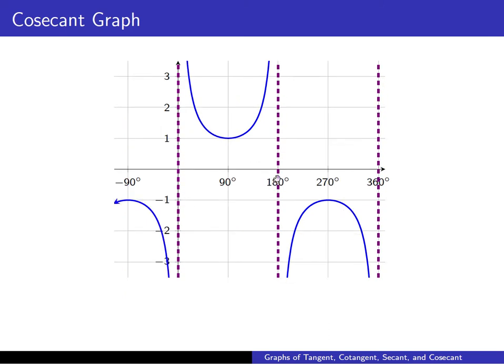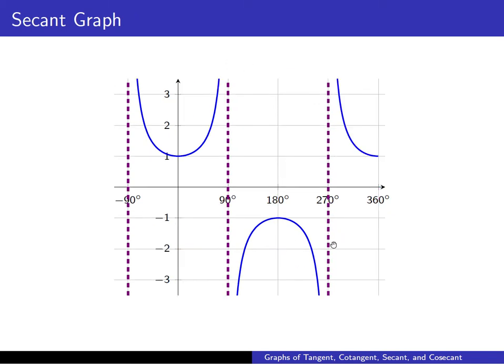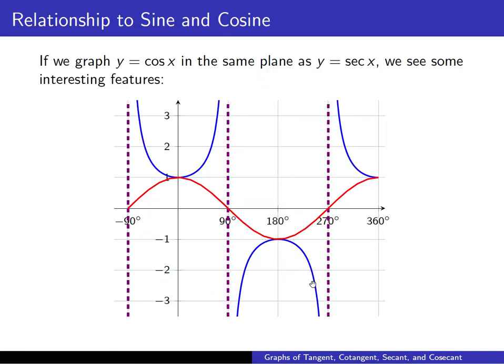With cosecant, much like cotangent, the vertical asymptotes are at multiples of 180 degrees or multiples of pi radians. Starting with 0, we've got a vertical asymptote there, and a vertical asymptote at 180 degrees or pi radians. In between the asymptotes, we get a smile and a frown. Same thing with secant.